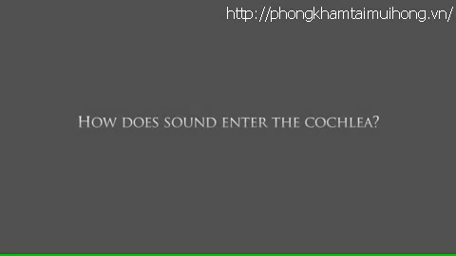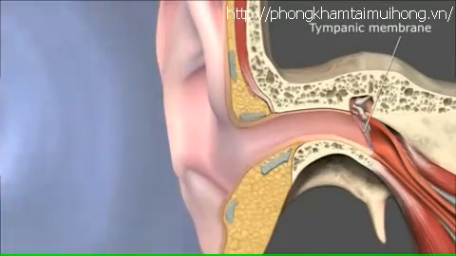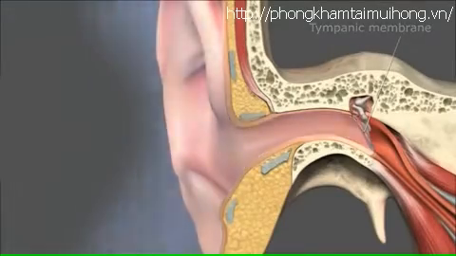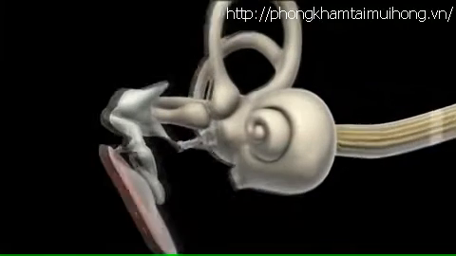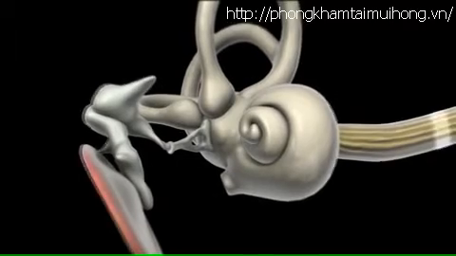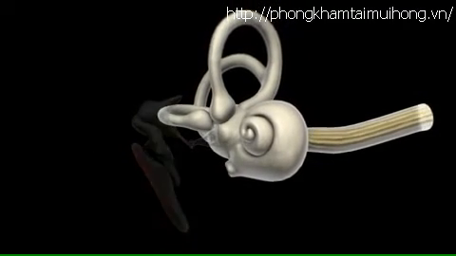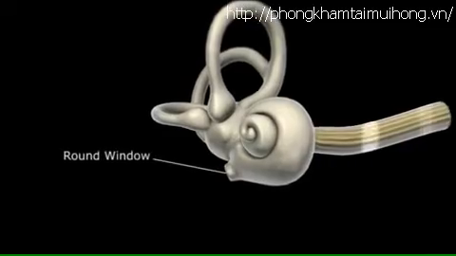How does sound enter the cochlea? Compression hits the tympanic membrane, causing the stapes to transfer force to the oval window. The sound travels down the scala vestibuli, around the helicotrema, to the scala tympani, allowing its fluid perilymph to mix. From there, sound moves to the round window.